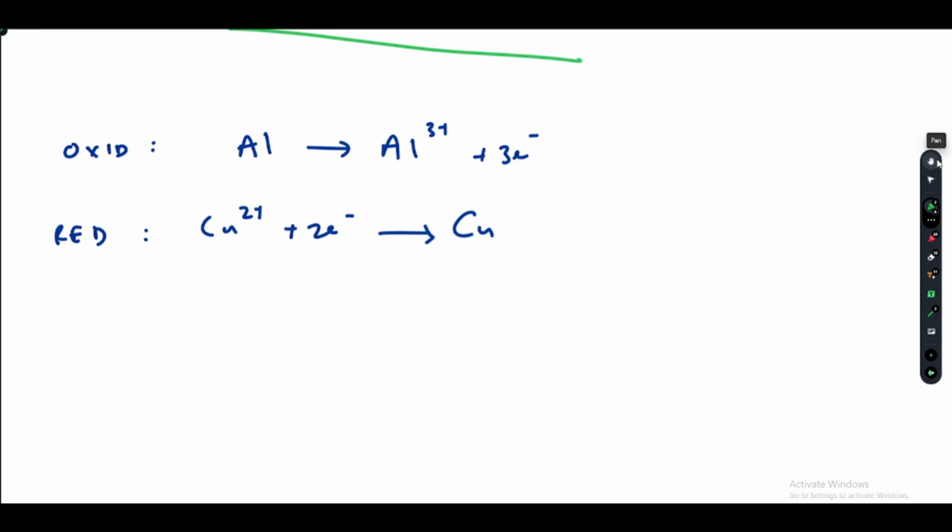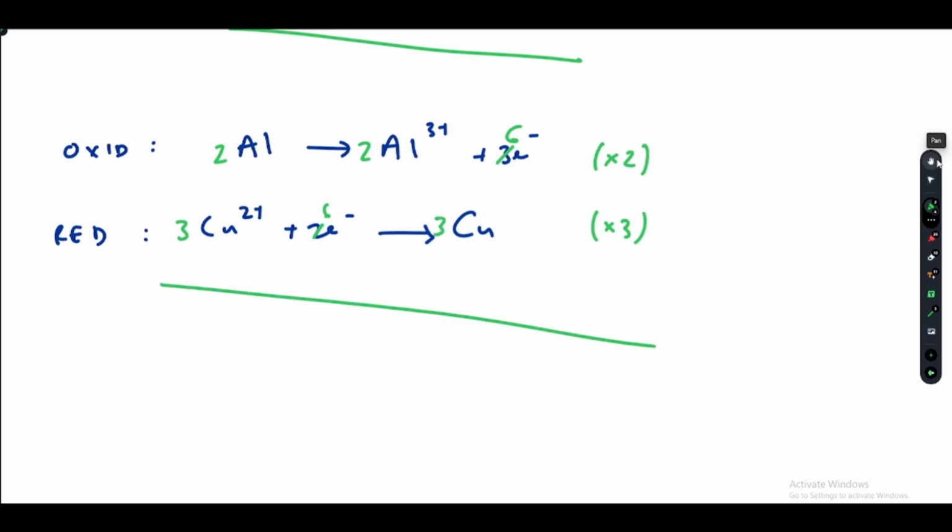And that would be by multiplying the first reaction, all the terms, by 2, and the second one by 3. So this would give me 2Al gives 2Al3+ plus, and this would turn out to be 6 electrons. And here we would have 3Cu2+ plus 6 electrons gives 3Cu.